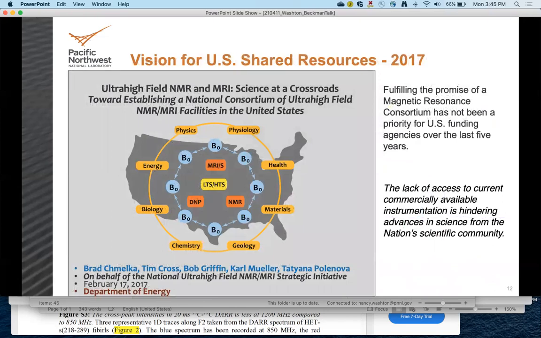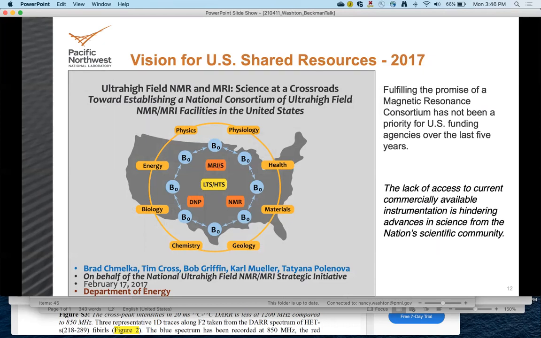So several years ago, there was a report that some of you were part of, and it was a strategic vision for US shared resources. This was put out in 2017. And the big idea was establishing a national consortium of ultra high field NMR and MRI facilities in the United States so that we could maintain not only scientific credibility in this area, but be competitive with the rest of the world.